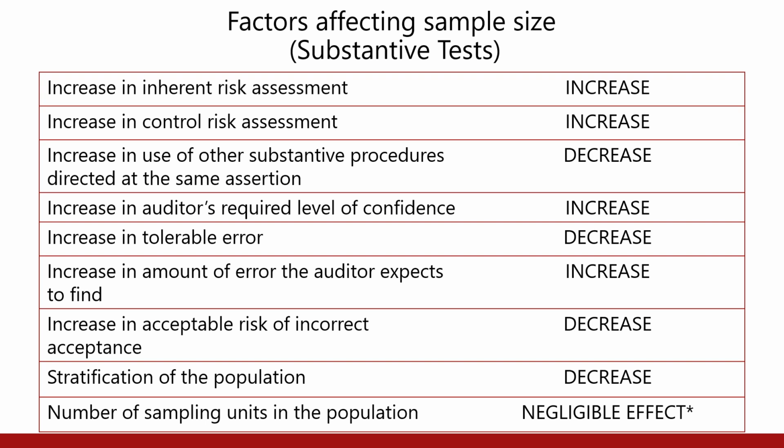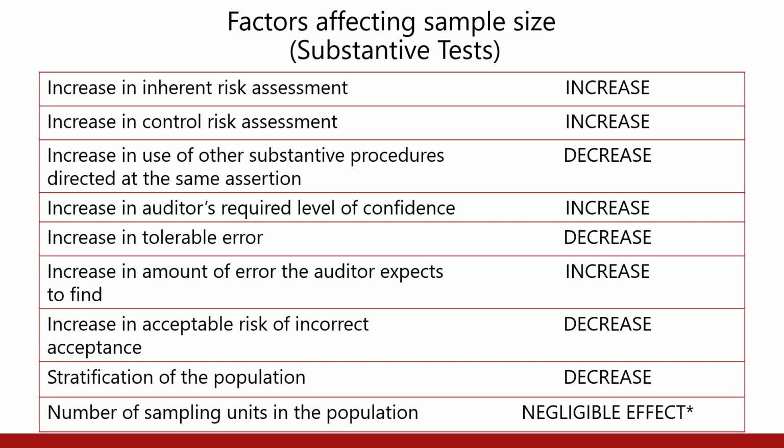So, if there is an increase in the use of other substantive procedures directed at the same assertion, so you're basically testing the same assertion but using different procedures, then you may already decrease your sample size because you have already over tested that assertion. So, that's the logic behind it. Increase in the auditor's required level of confidence, similar to test of controls. This will also have a direct relationship to your sample size.